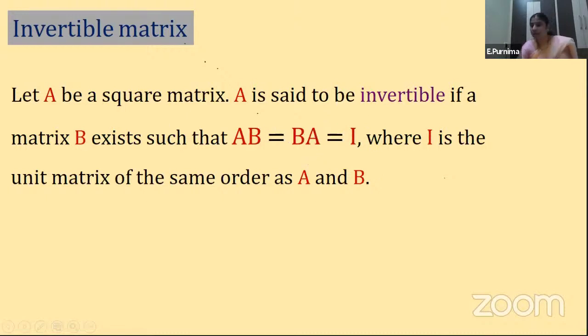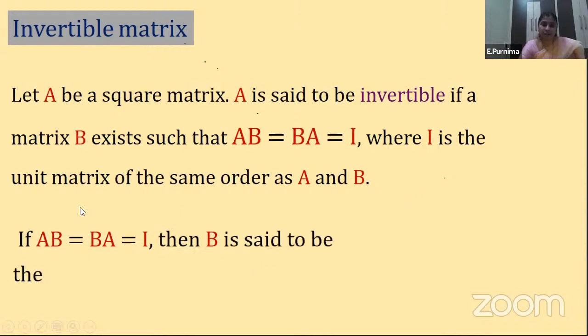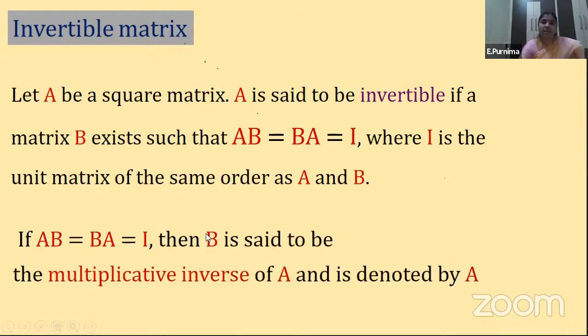Is it clear? A is invertible. And here I is a unit matrix or identity matrix. And here A and B must be square matrices. Clear? Now here, if AB is equal to BA is equal to I, means if this condition is satisfied, then this B is said to be the multiplicative inverse of A. And it is denoted by A inverse.